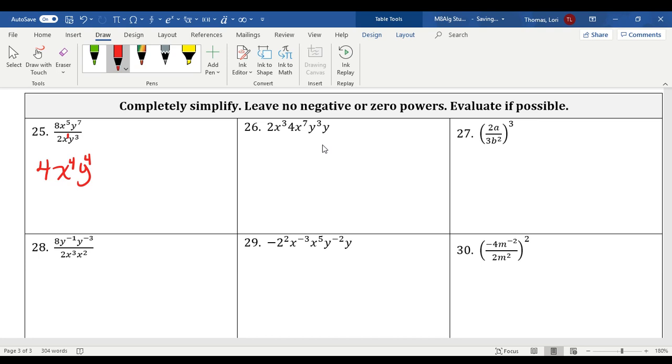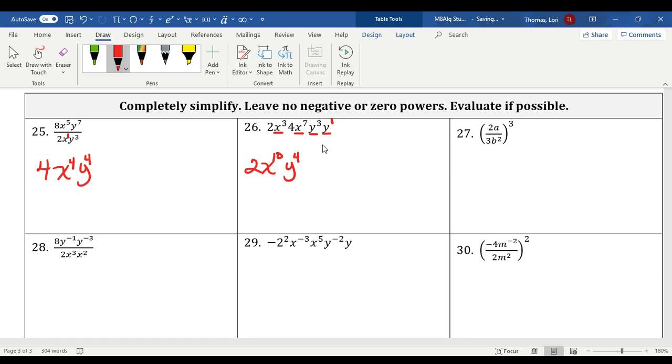On 26, this is multiplying, so we're going to use the product rule. So we have 2, and then we're going to combine these two x bases and give us x to the 10, and then our two y bases gives us y to the 4th.